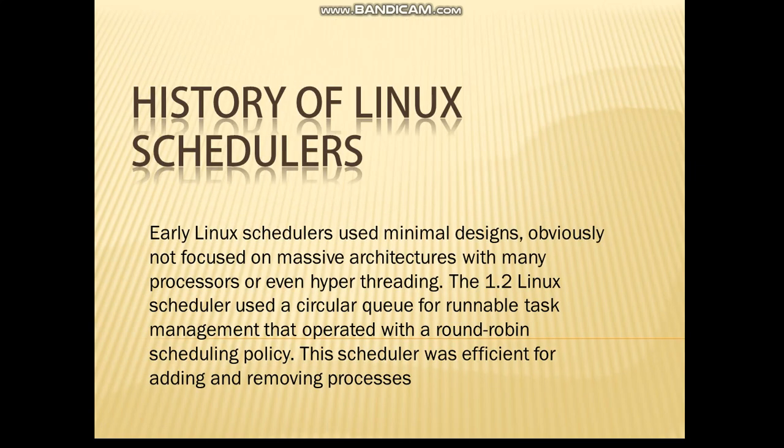Then the history of the Linux scheduler: the early Linux scheduler used a minimal design, obviously not focused on massive architectures with many processors or even hyper-threading. The 1.2 Linux scheduler used a circular queue for runnable task management that operated with a round-robin scheduling policy. This scheduler was efficient for adding and removing processes.